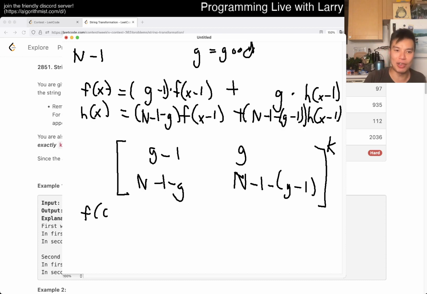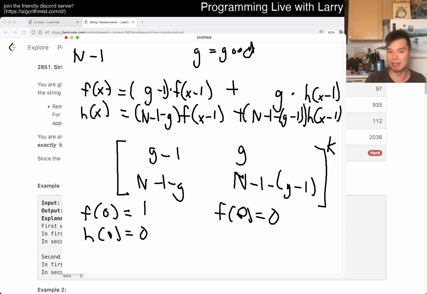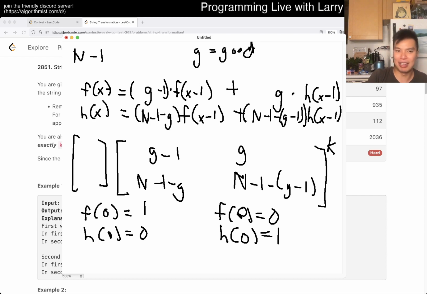f of 0 is, of course, as we said, equal to the number of good states given 0 moves. So if they're equal, then this is 1, and h of 0 is going to be 0. Otherwise, if they're not the same, then f of 0 is going to be 0, because none of them are correct, and h of 0 is going to be 1 because your initial one is 1. And of course, you can visualize it as just multiplying by a vector of f of 0 and h of 0. And that's basically the idea.